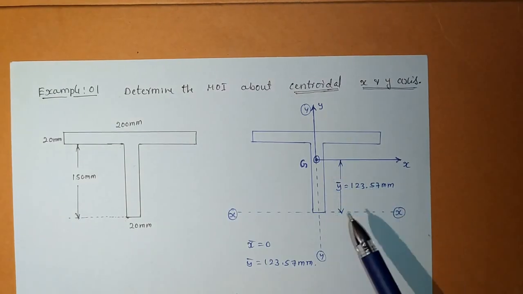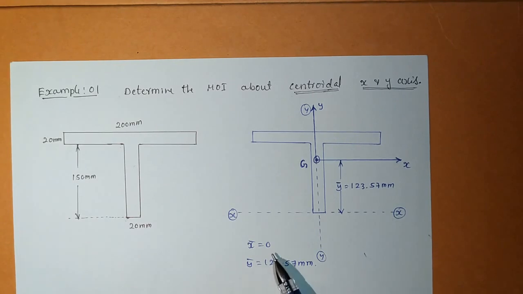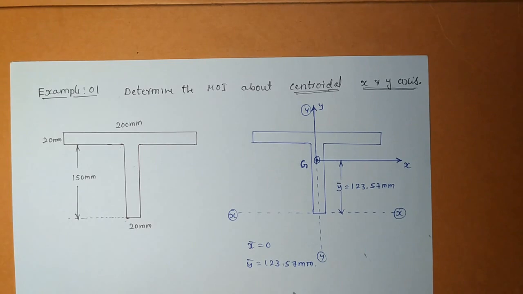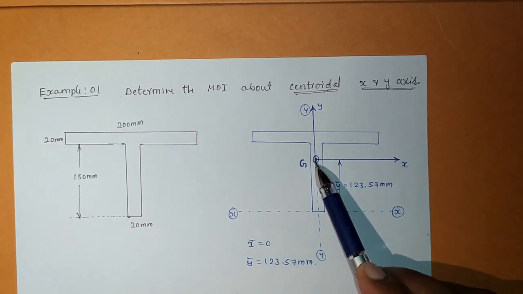This is a singly symmetric section. This is symmetrical about the vertical axis. For this one, x bar is 0. We have to find out y bar. This value was already calculated in the centroid topic for the same figure with respect to reference axis xx and yy. After finding out x bar and y bar, we have to mark them on the main diagram. Like this, we have to mark it on the main diagram.